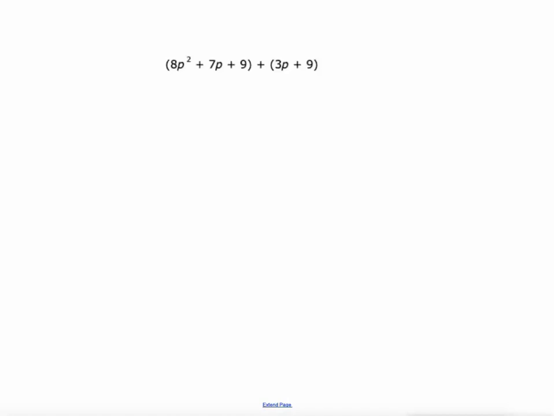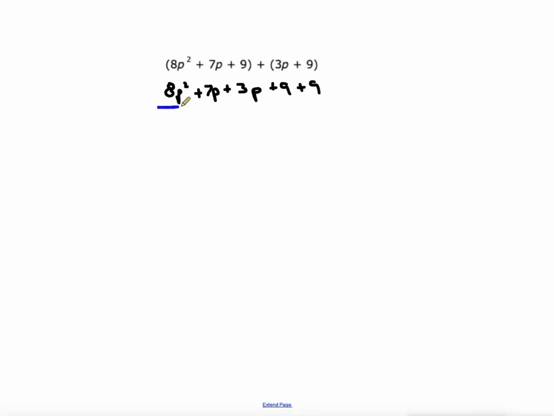3p plus 9. So, since addition is both commutative and associative, we can rewrite this expression in any order we want. So I'm going to rewrite it as 8p squared plus 7p plus 3p plus 9 plus 9. So there's all those terms, just written in a different order.